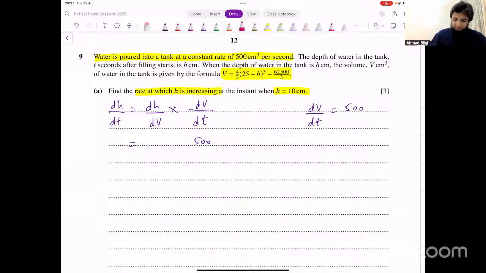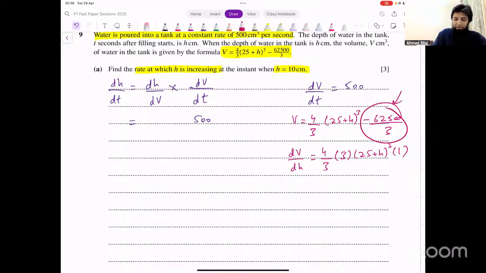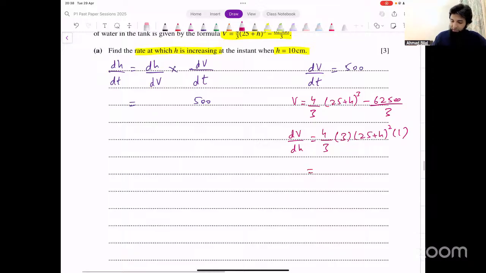Let's find the derivative. V is equal to 4 over 3 into 25 plus h whole cube minus 62,500 divided by 3. We want dh over dV, so we can find the derivative dV over dh. 4 over 3 is a constant that remains as it is. You multiply by the power, subtract 1 from the power, multiply by the derivative of what is inside. The derivative of what is inside is 1. What about this? This is a constant, and the derivative of a constant is 0. Simplify, and the derivative turns out to be 4 into 25 plus h whole squared.